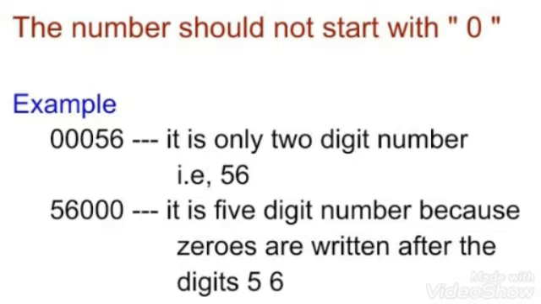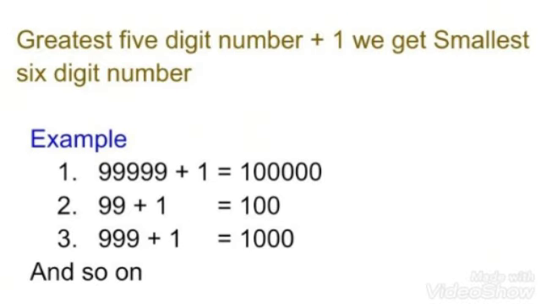So the number should start with a digit other than zero. Then only it is considered for counting how many digits the number has, a 5 digit number or a 3 digit number. If it starts with 0, the 0 is not considered as a digit.